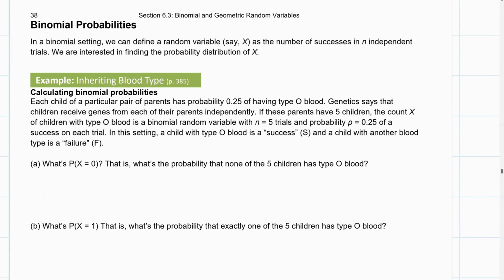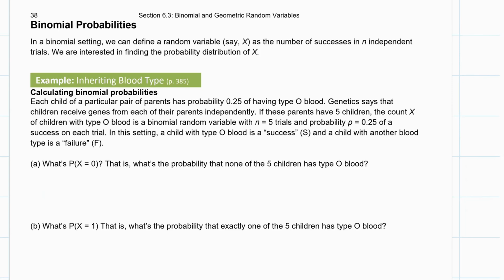Binomial probabilities. We know we have this random variable, and we've been discussing how to find the probability that the random variable takes on various values. Let's say each child of a particular pair of parents has a 25% chance of having type O blood. Genetics say that children receive genes from their parents independently. If these parents have five children, count X the children with type O blood in this binomial variable situation. N equals 5 and the probability of success on any individual trial is 0.25.